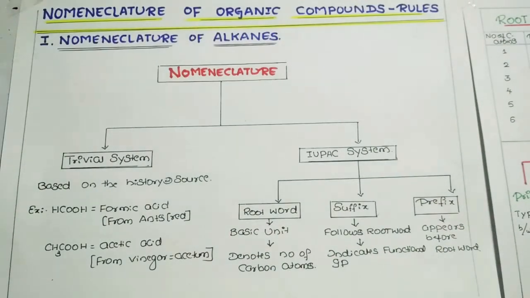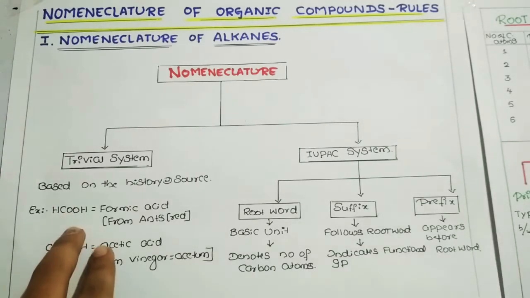In early days, they used to give a name to the compound based on its history, or the source from where it was produced or discovered. Based on that source, they used to give a name. That is what we call the trivial system, or we can call it a common name. Here I have taken some examples.